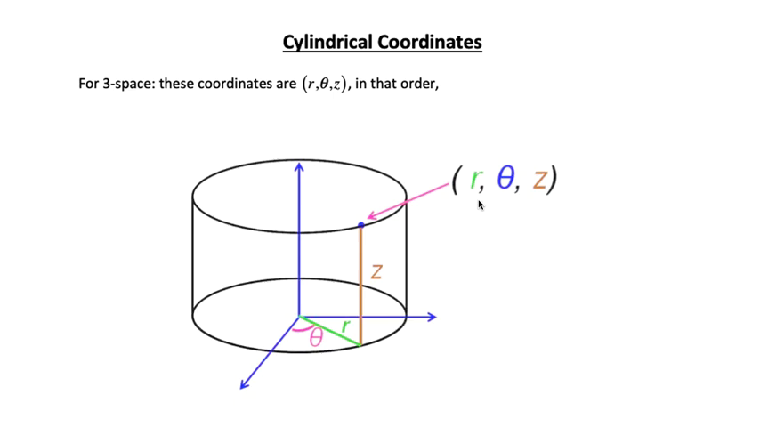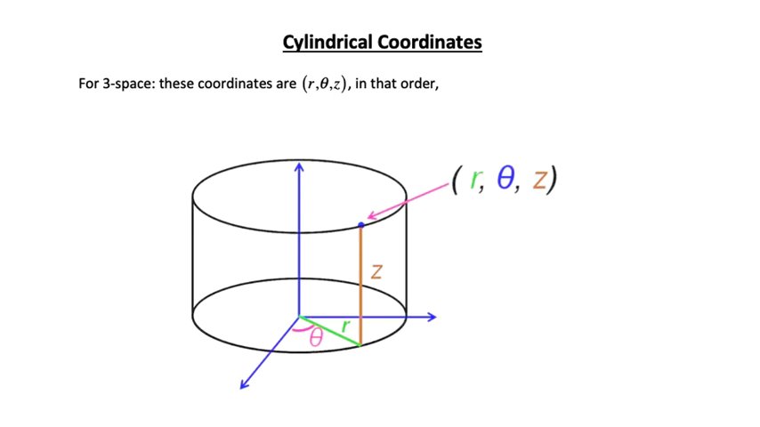What are cylindrical coordinates? We've got R, theta, and Z, in that order. Of course, in any coordinate system, you have to be careful about the order of the coordinates to get the proper meaning. R and theta should make you think of polar coordinates. And in fact, R and theta are precisely what you would get from polar coordinates if you were thinking about the X, Y, Z system.